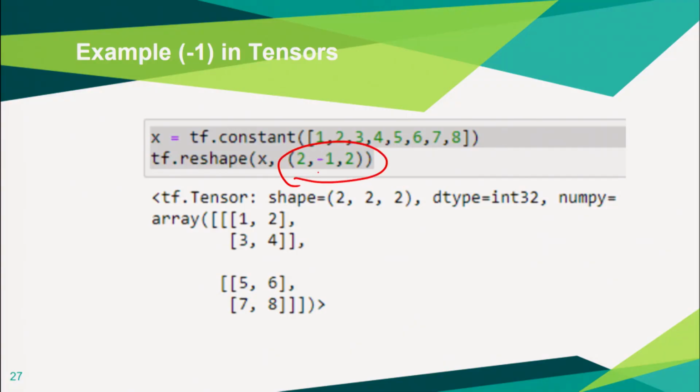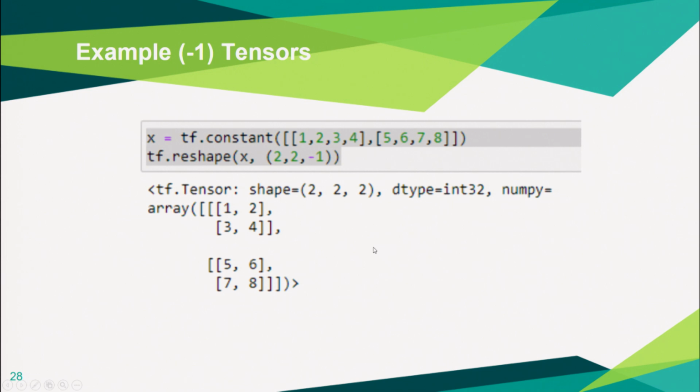Now, how can this -1 in tensors be applied? How does it help us in reshaping? Take one more example, reshaping x with 2 comma -1 comma 2. We have taken a full constant set of values and we are reshaping. See here, the array is taken as a 2 by 2 fully, so 1, 2, 3, 4, 5, 6, 7, 8. This is the data set that we have taken. Now, if we apply the reshaping 2 comma 2 comma -1, see here what input values we got: 1, 2, 3, 4, 5, 6 and 7, 8. This is the reshaping of that particular tensor with the -1 value.